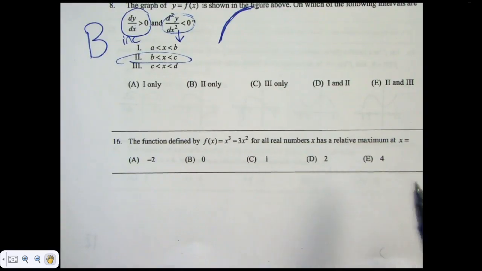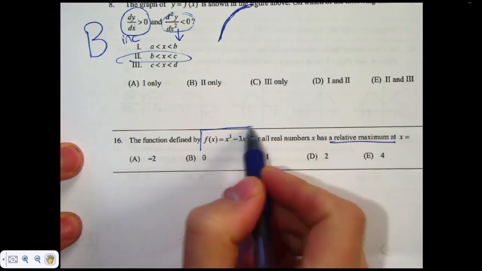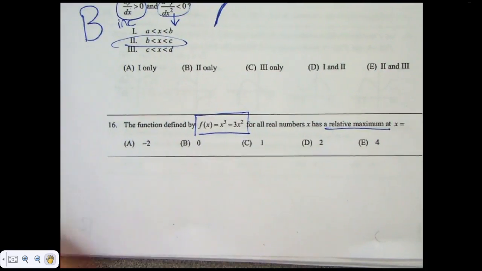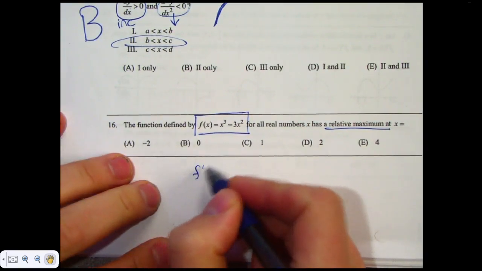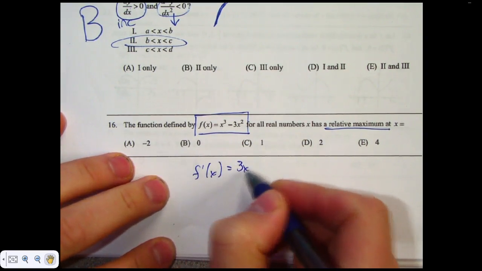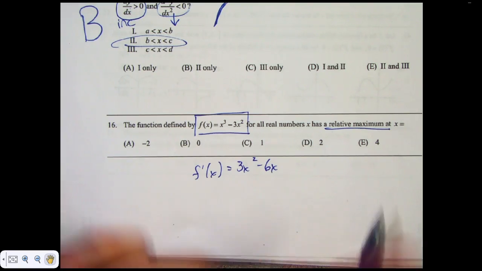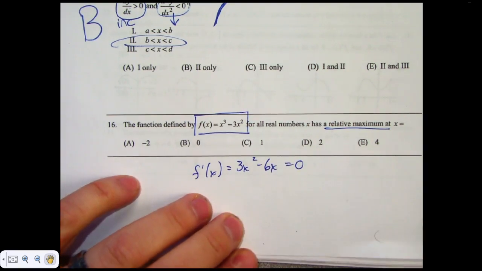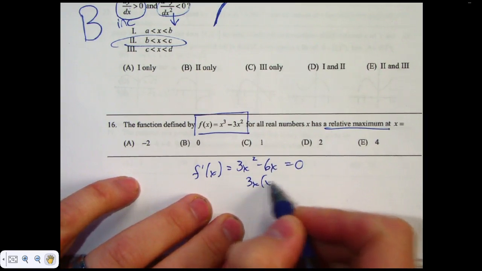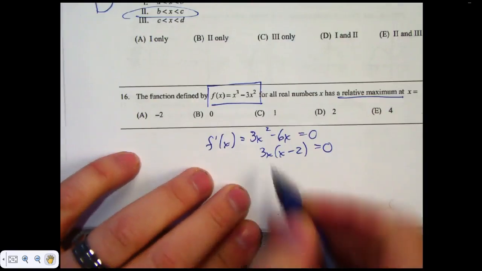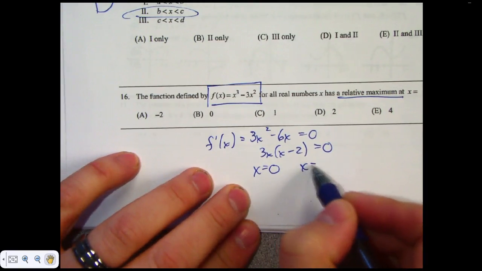Okay. 16. So where's their relative maximum? I don't have a graph, I have an equation. So what level does relative max information come from? First derivative. So first derivative is 3x squared minus 6x. What do I do with that? Set it equal to 0 to get my critical points. I can take a 3x out. That'll give me x minus 2 equals 0. This will give me x equals 0 and x equals 2.